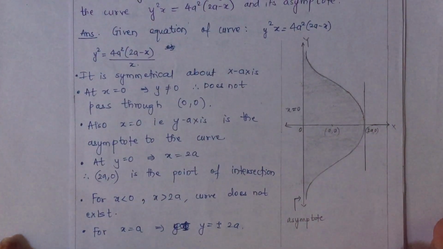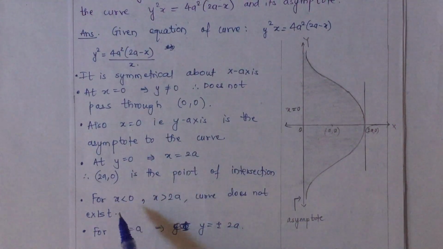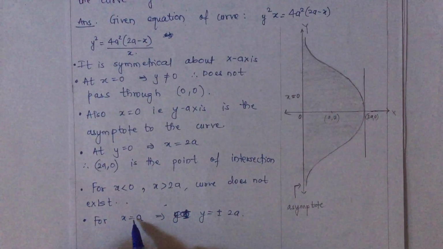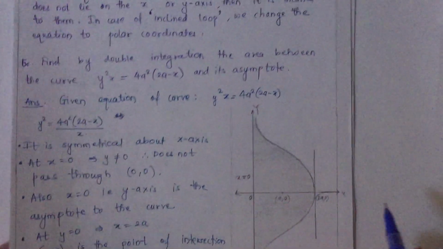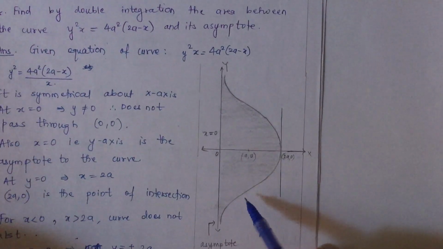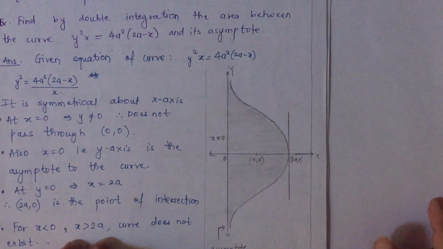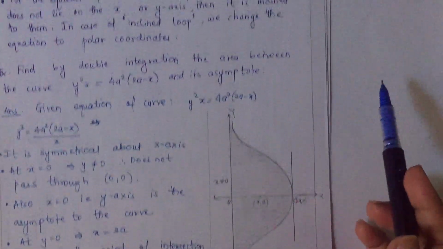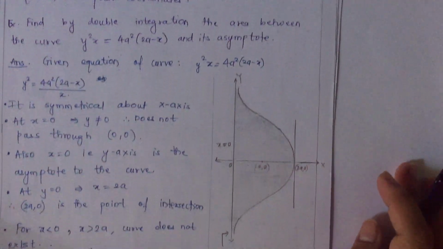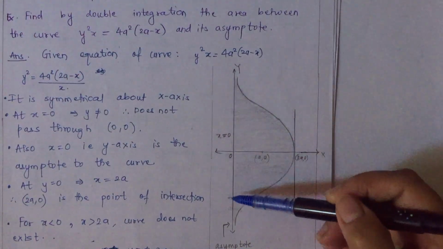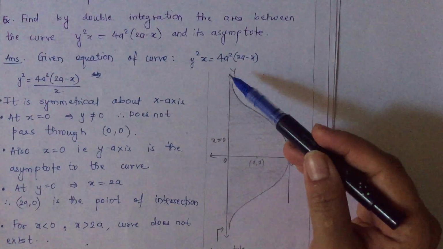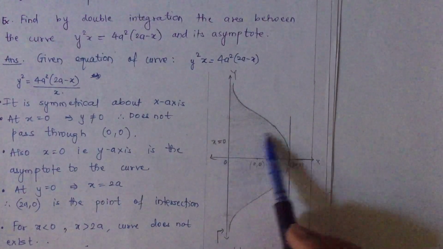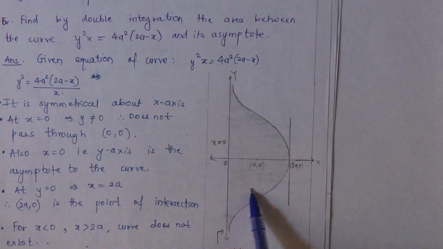And where does the curve not lie? Checking some values for x less than 0 and for x greater than 2a, we observe the curve does not exist. So this will be the curve which will be traced out. Now you have to find the area between the curve and the asymptote. Here the y-axis, that is x equal to 0, acts as an asymptote, and this is the required curve. Between these we have to find the area.